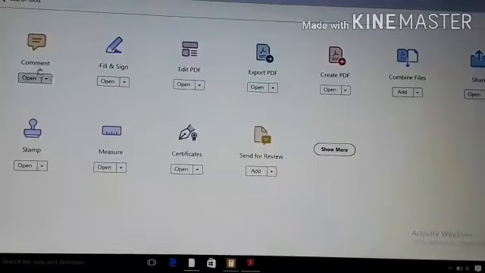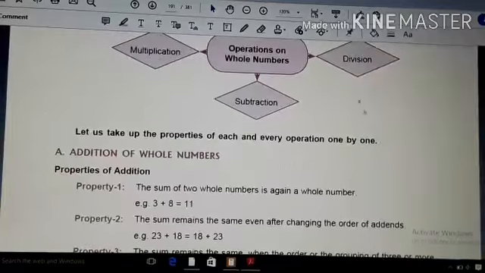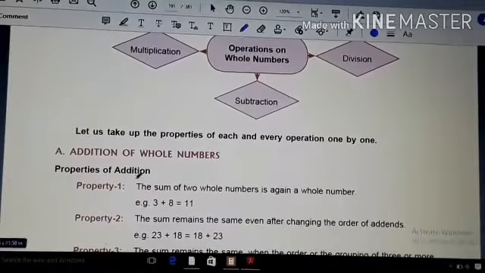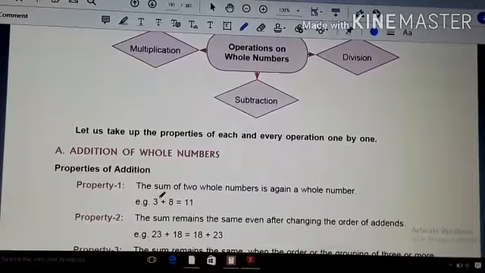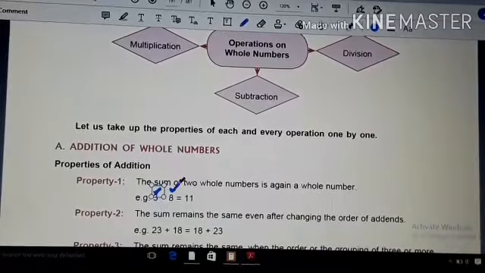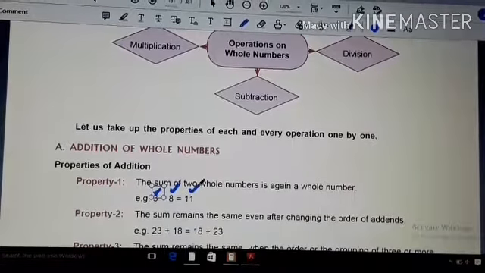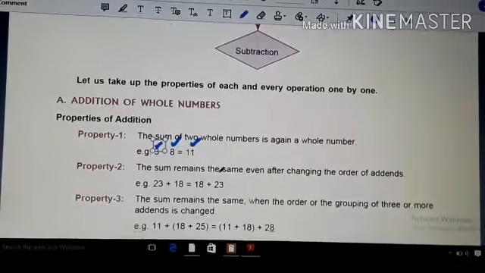According to property 1, the sum of two whole numbers is again a whole number. When we add 3, which is a whole number, with 8, we get 11. This means when we add two whole numbers we get again a whole number.